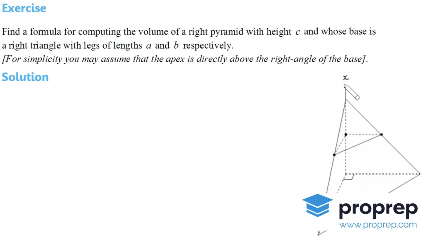What we have here is a triangular pyramid. The base is a right triangle, so here's the 90 degrees, and the legs are of lengths A and B, so let's call this one A and this one B, and the height is C.